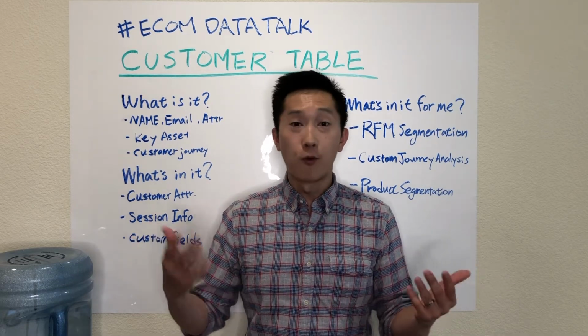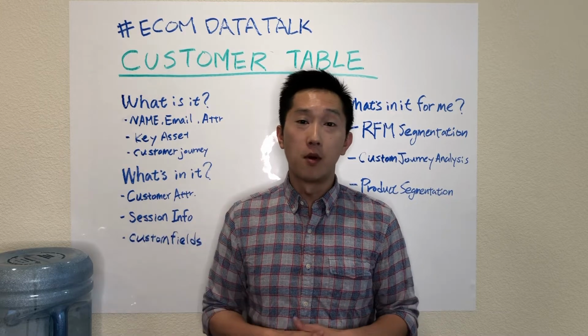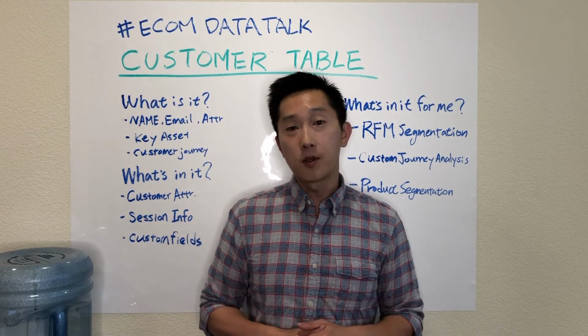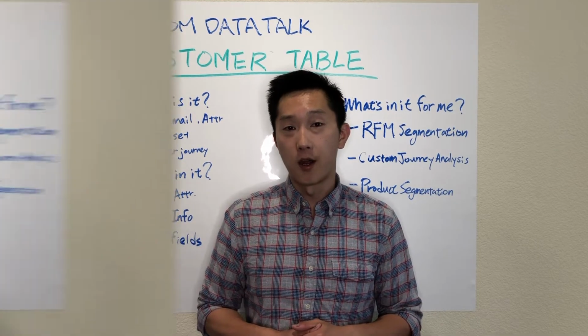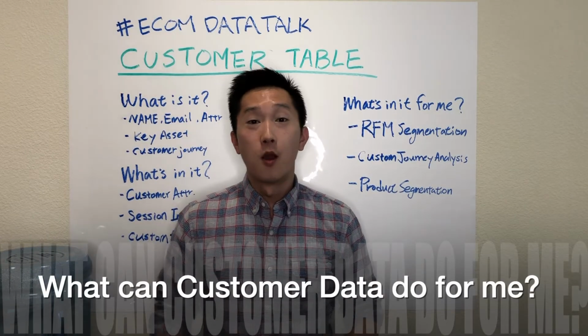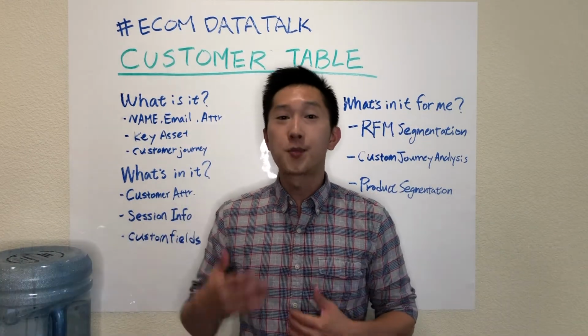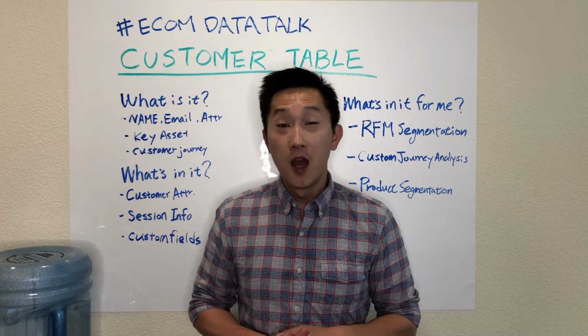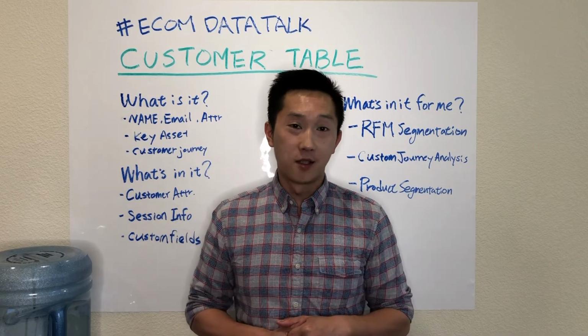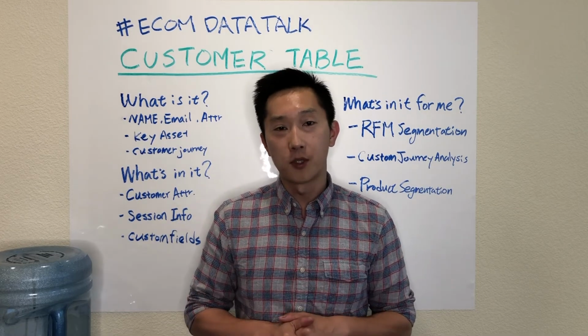Okay, so now we have orders, products, and customers table. Let's take a look at a few examples of what analysis is possible and why you should care. So what can customer data do for me? Well, we're finally here with orders, products, and customers table unlocked. The possibilities are almost endless, so we'll only just focus on 3 examples below.